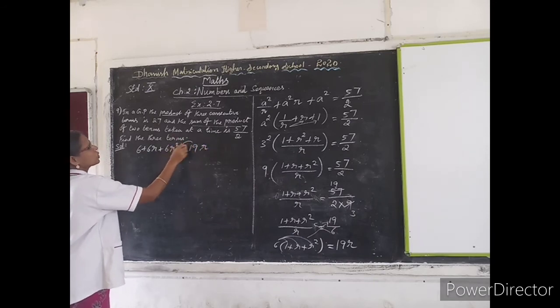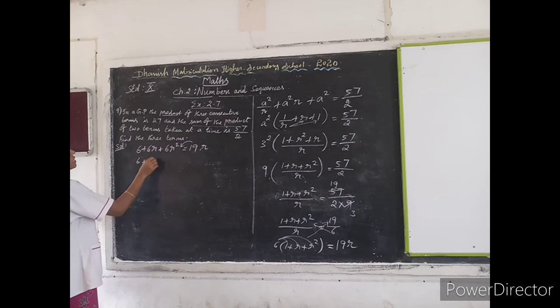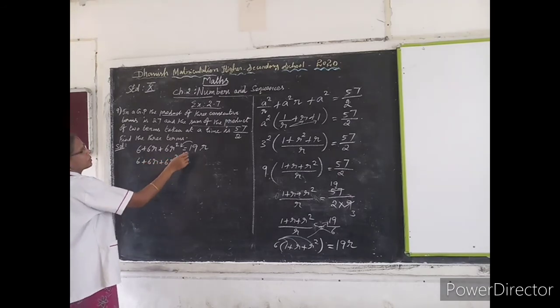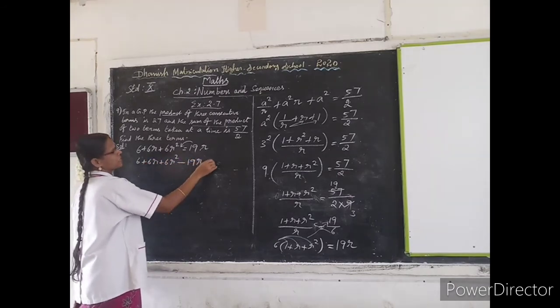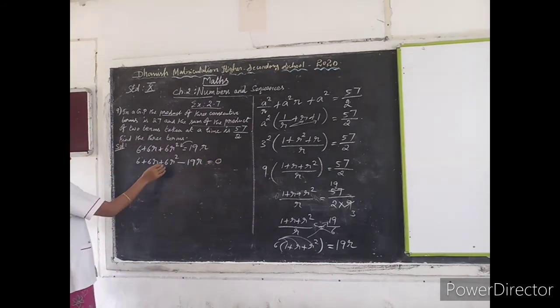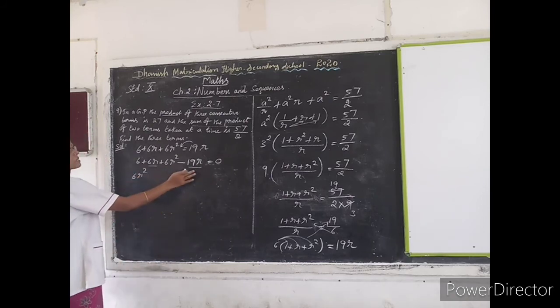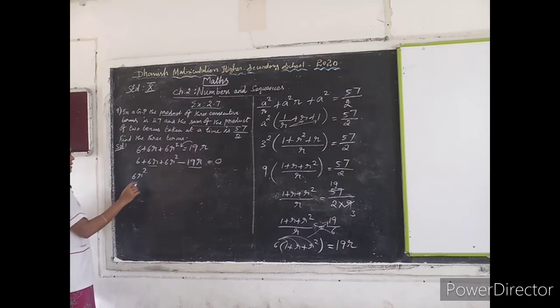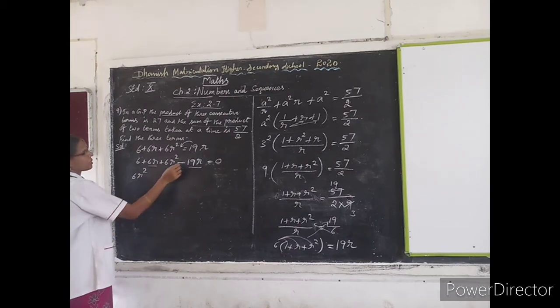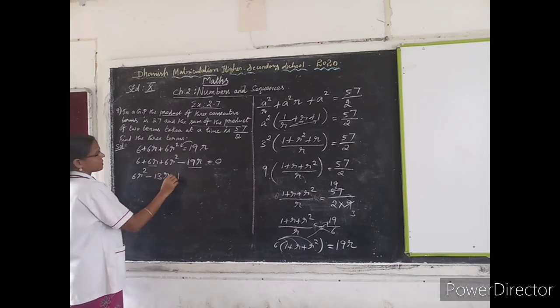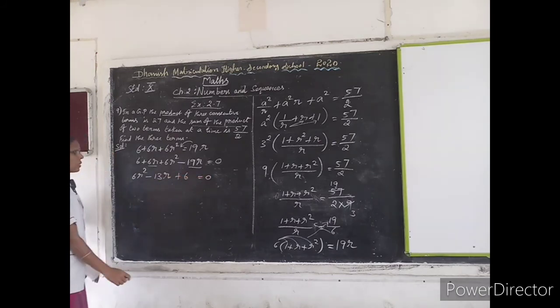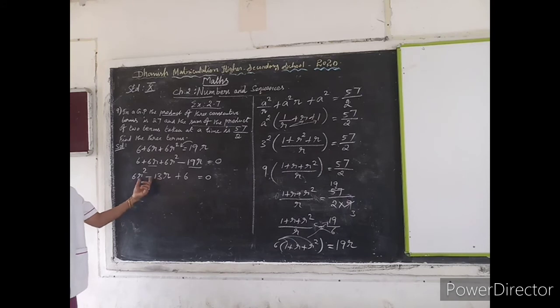Transfer this to this side: 6 plus 6r plus 6r square minus 19r is equal to 0. Now first write the square term, 6r square. Next, the r terms: here one r term, here one r term. This one is plus, this one is minus, so subtract and put the sign of the greater number. 19 minus 6 is 13. So the greater number's sign is minus, so minus 13r. The constant term is 6, equal to 0. This is a quadratic equation in terms of r.